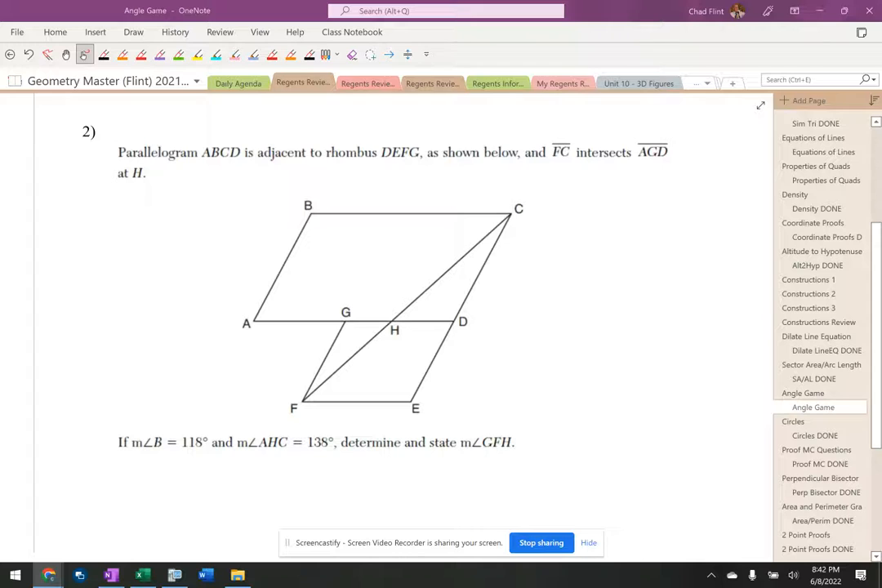So this is a decent higher level question here. We've got a parallelogram, we've got a rhombus, all right? We only get two angles. We get angle B is 118, and we get angle AHC. AHC is 138. And it wants to know GFH. GFH. Wants to know that little guy over there.